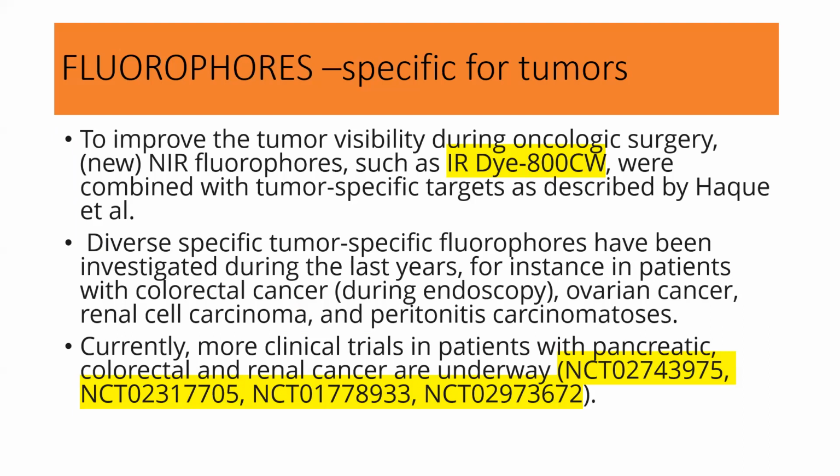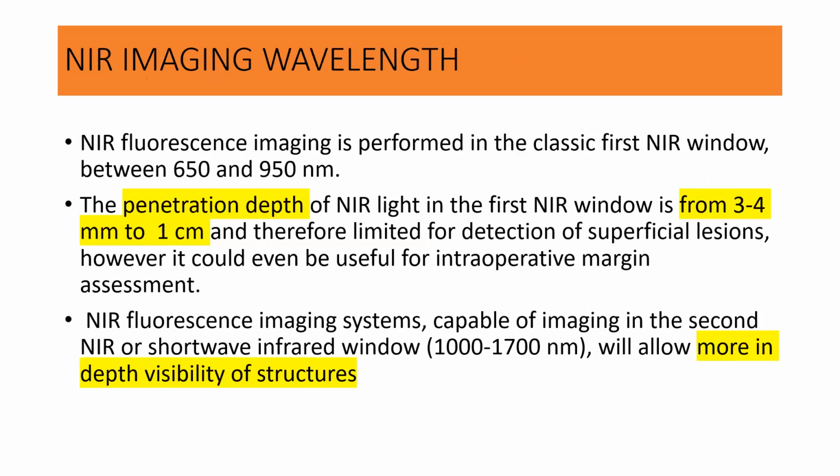They are used for oncological surgeries. There are various dyes which are specific for a particular malignancy: for pancreatic malignancy there is a different dye, for colorectal malignancy a different dye, and for renal cancer a different dye. They are yet to be marketed. But what exactly is NIR, near infrared imaging? The wavelength ranges from 650 to 950 nanometers, and the depth of penetration of the vision is around 3 to 4 millimeters.